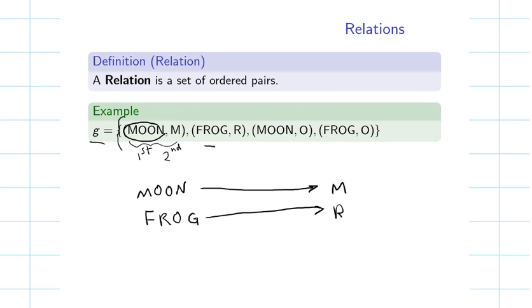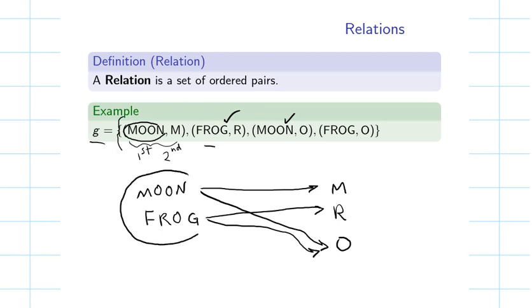But then the second ordered pair associates the word frog with the letter R. And then the third ordered pair associates moon with the letter O. So let's put the letter O over here. It's the same word, moon. And then the last ordered pair, frog, comma, O, associates frog with the letter O.